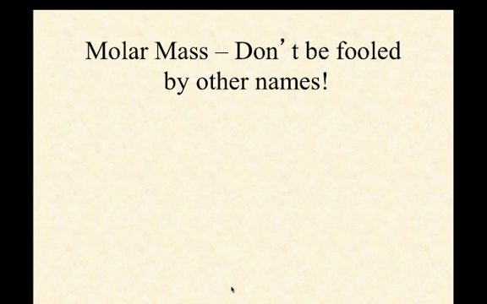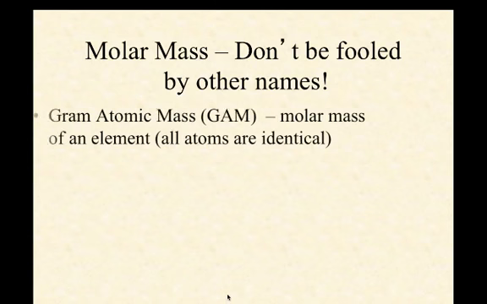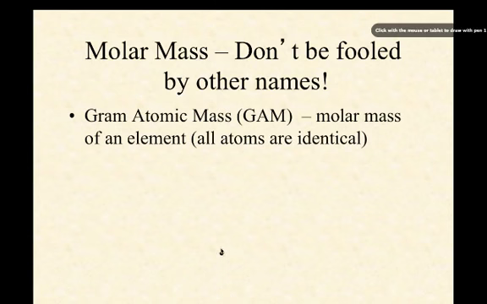Now, there's other names for molar mass, so I don't want you to be fooled if your book uses some other terminology. First of all, gram atomic mass, GAM, is the molar mass of an element where all the atoms in the substance are the same kind of atoms. So they may use the term, instead of molar mass, they may say the gram atomic mass. Don't be fooled. It just is the same as molar mass.